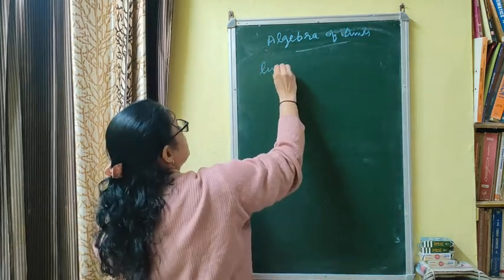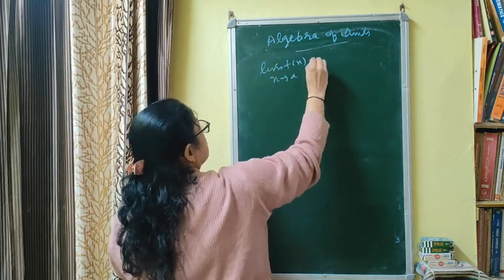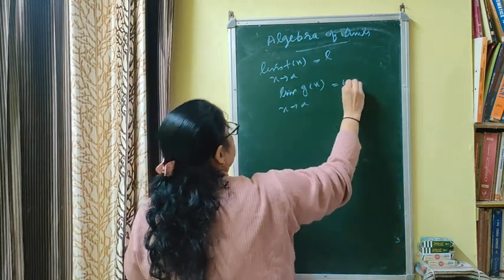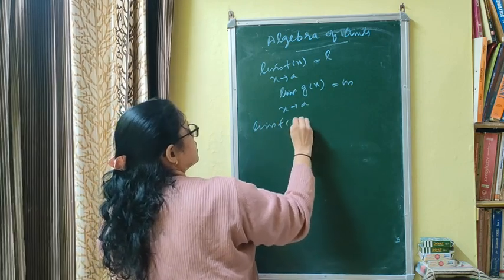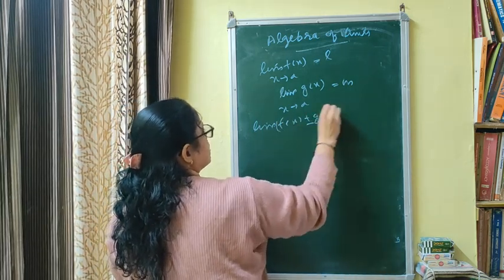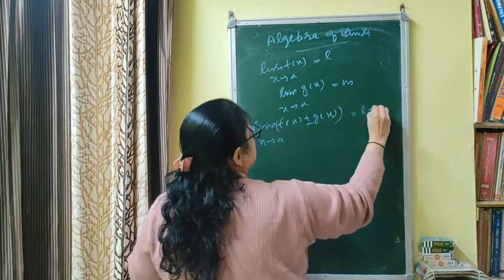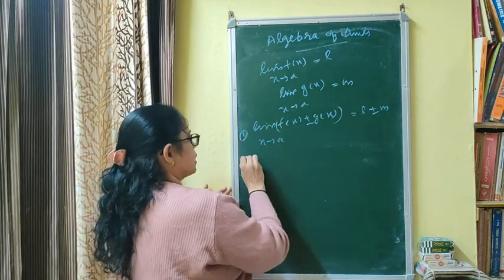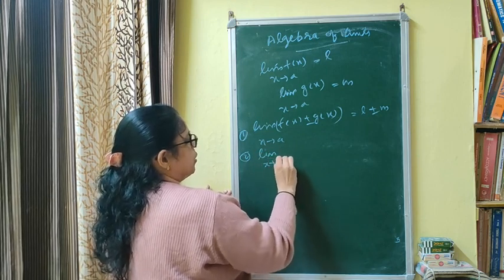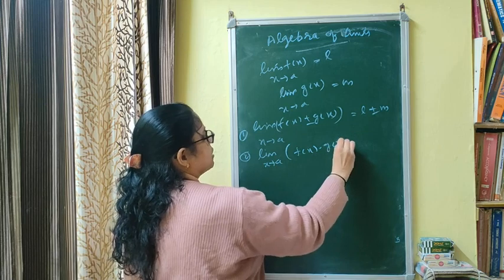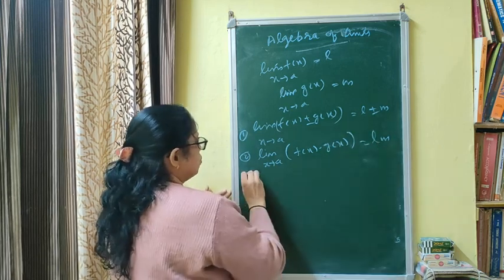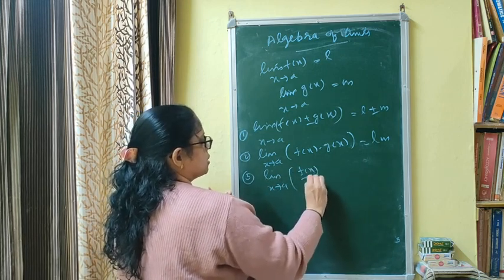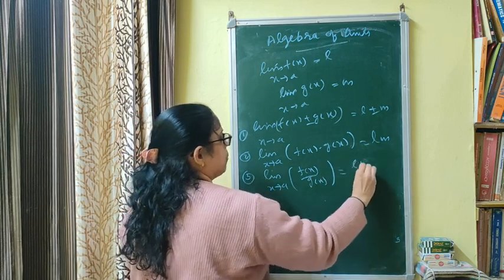That means if limit f(x) as x tends to a is equal to L, and limit g(x), the second function, as x tends to a is m, then limit of f(x) plus or minus g(x) as x tends to a is L plus or minus m. You can find them separately and add. This is the first, that is addition or subtraction. Next is limit f(x) into g(x), you can find it separately, so that is equal to Lm. Now third one is quotient. Limit f(x) by g(x) as x tends to a is equal to L by m.